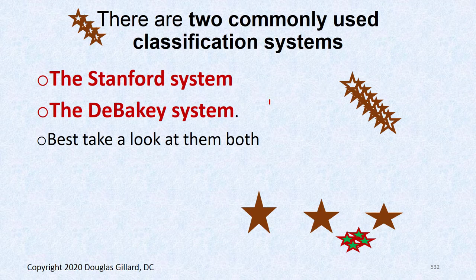Now, you guys want to know what to study? Study this stuff, because I guarantee it's on our boards, it's on Canadian boards. Everybody asks these questions. So you've got to know how to classify these dissections. There's a Stanford system, which is pretty easy, but for sure make sure you know the DeBakey system, which is talked about in Robbins.